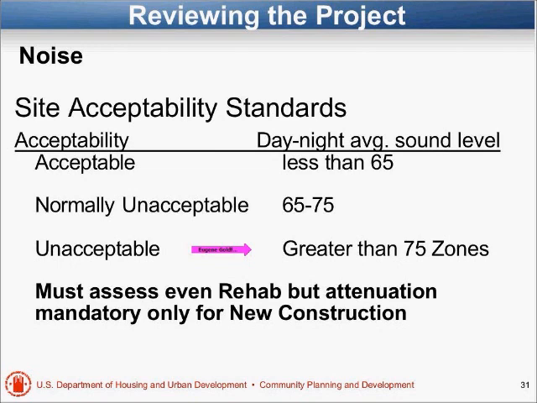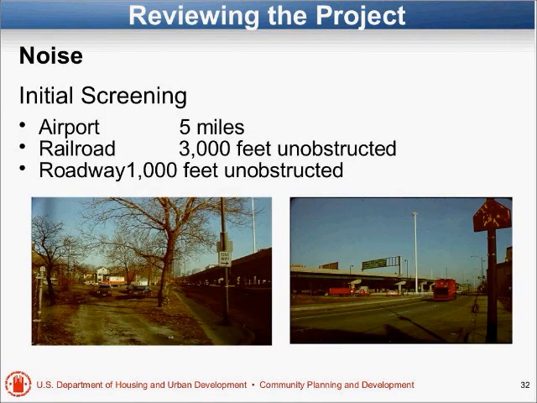In those cases, as in any other cases where you have a significant environmental issue, you'll want to talk to your field environmental officer, who will help you understand and evaluate the serious environmental issues. But what you have to know is that you have to do initial screening. If there's an airport within 5 miles, if there's a railroad within 3,000 feet and you have line of sight of exposure, if there's a busy roadway within 1,000 feet. And generally, what's a busy roadway?